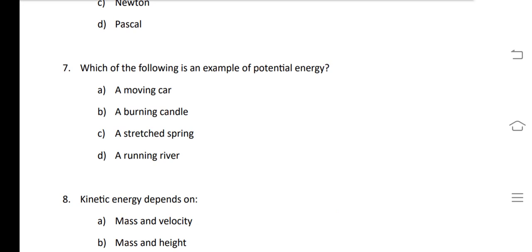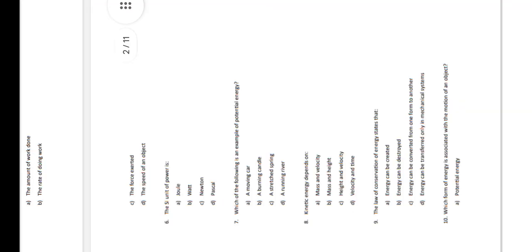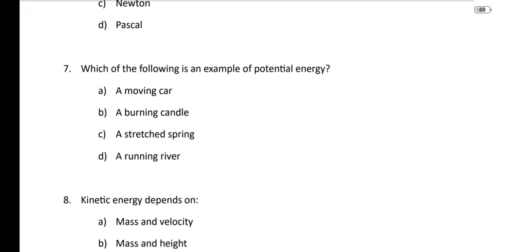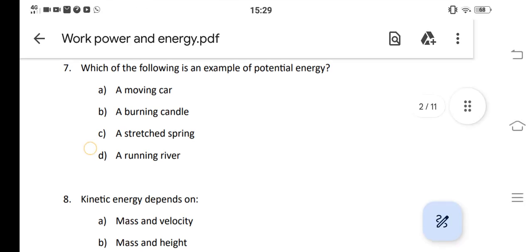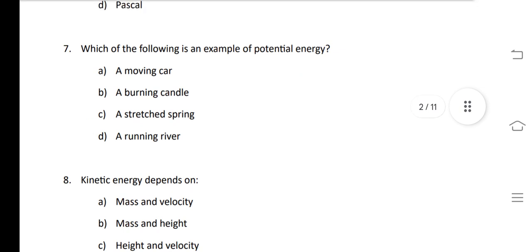Potential energy is the energy possessed by the body by virtue of its height or change in shape. So in option number C, it is given that we are stretching a spring. If we are stretching or compressing a spring, we are changing its shape, so energy is set up inside it that will help the spring to regain its shape. So the answer of this question is option number C, that is stretch spring.